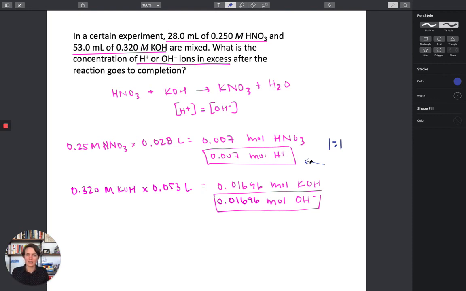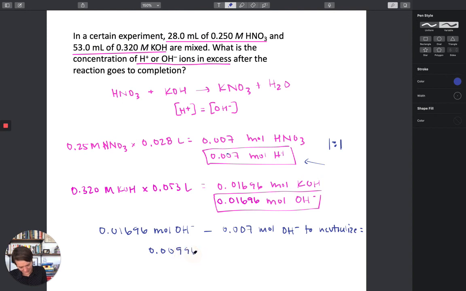Well, how much will it be in excess? Well, if I only have 0.007 moles of my hydrogen ion, I only needed 0.007 moles of my hydroxide, 1-to-1 ratio. So that means I can take the total number of moles of my hydroxide that I have, subtract the number of moles of hydroxide that I need to neutralize, and you'll get the total number of moles of hydroxide ion in excess, which is 0.00996. Whew.